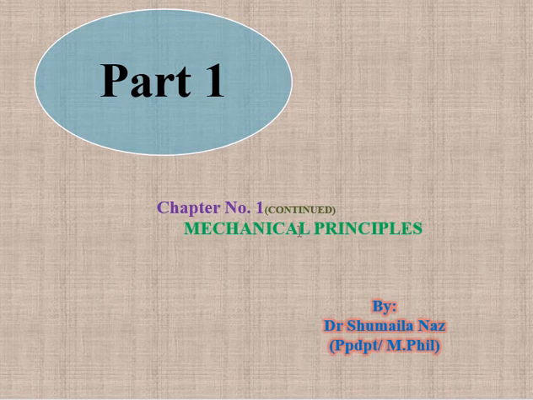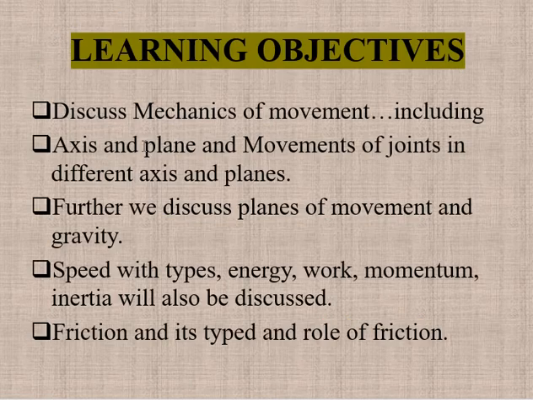Today we continue with chapter number 1, that is Mechanical Principles. Our learning objectives: discuss mechanics of movement including axis and plane and movement of the joints in different axes and planes. Further we discuss planes of movement and gravity. Speed with types, energy, work, momentum, inertia will also be discussed. Friction and its type and role of friction will also be discussed.